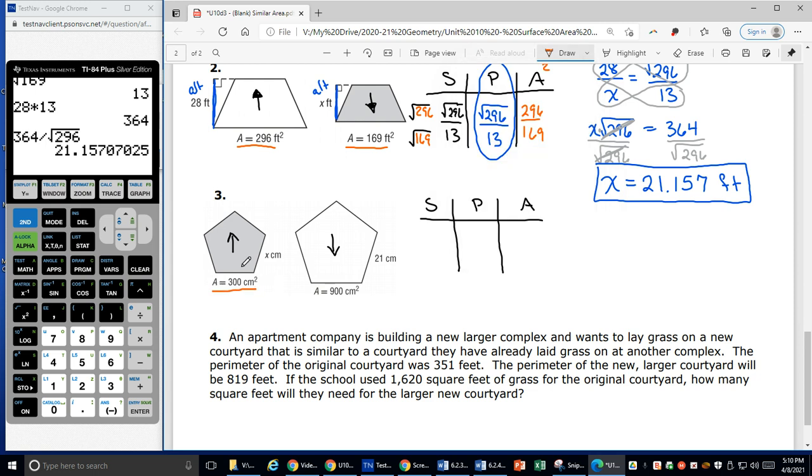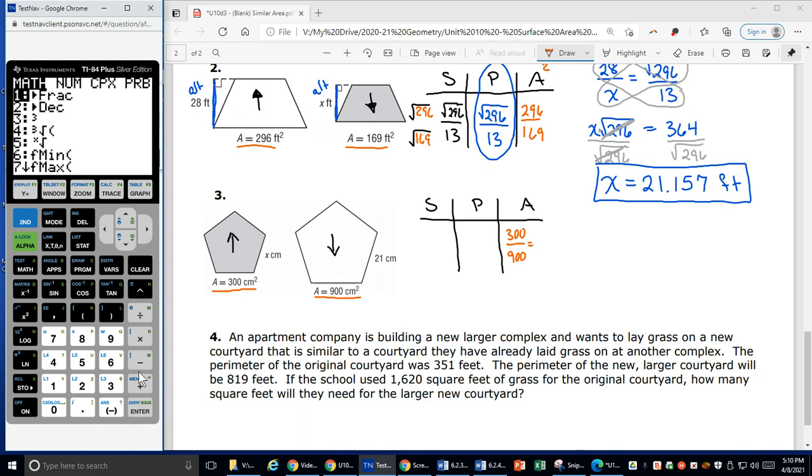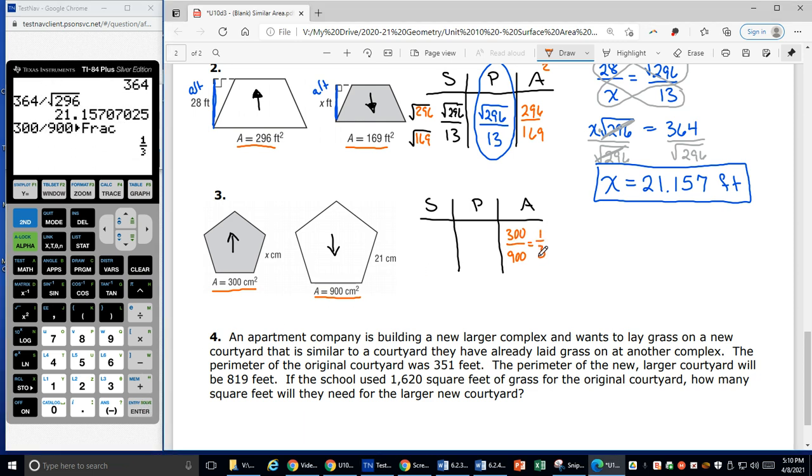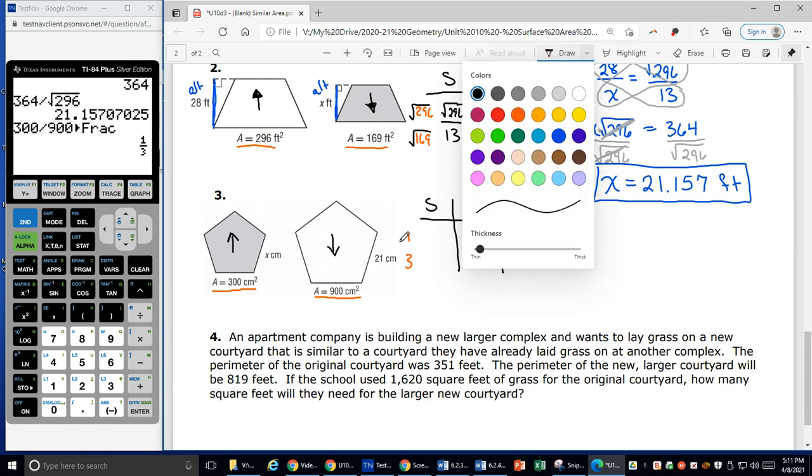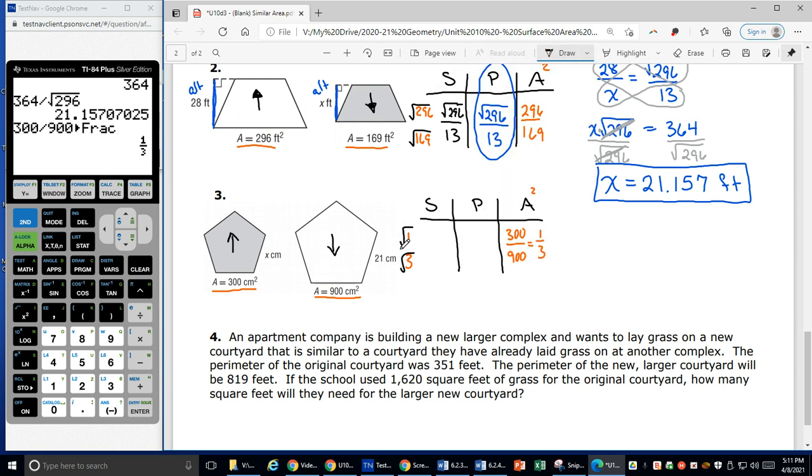I've got an area that's going to go on top, my up arrow, 300, over an area that's going to go on the bottom, 900. That's going to reduce to 300 divided by 900. Hit the math button, select fraction, hit enter, 1/3. And I know the ratio of the areas has been squared from the scale factor.